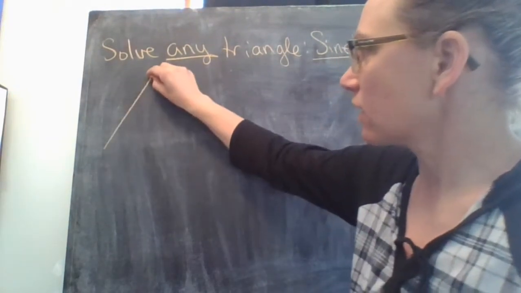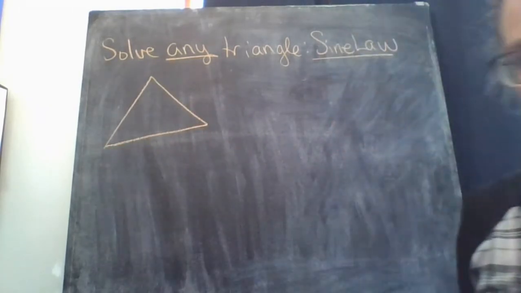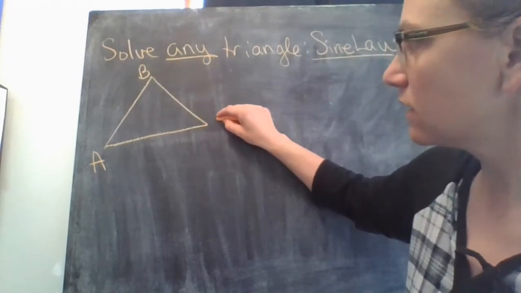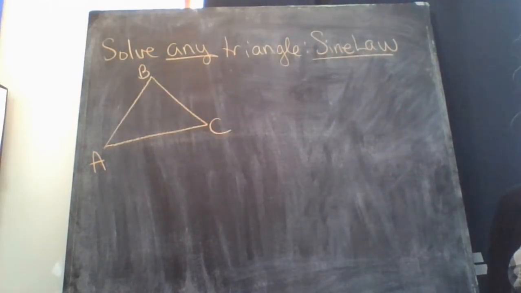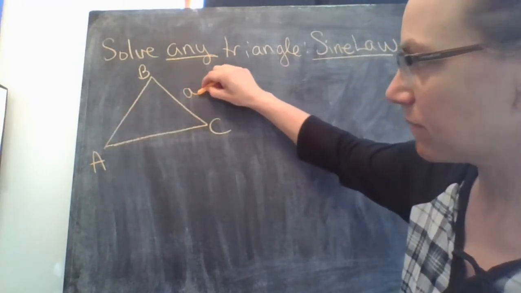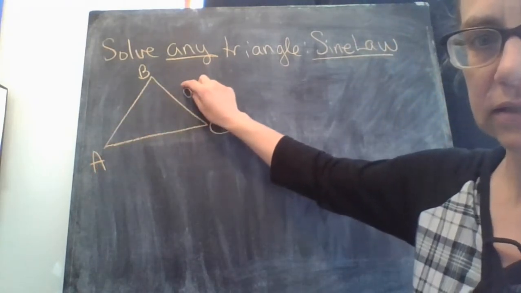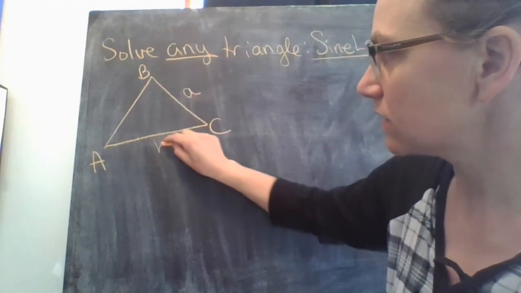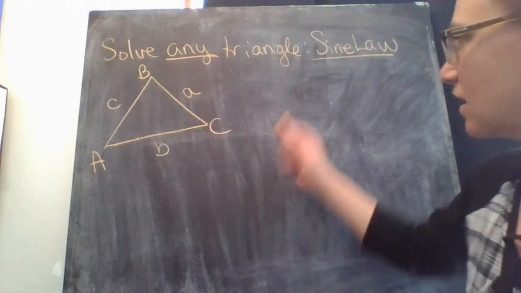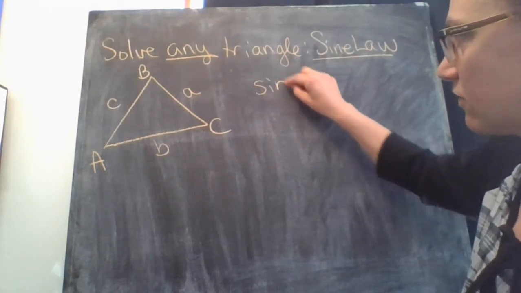So when we draw a triangle, any triangle, each of the corners, each vertex, gets a capital letter, and then across from that capital letter, I get a little letter to match. So across from big A is little a, across from big B is little b, and across from big C is little c. And the sine law is just a ratio, a set of fractions.